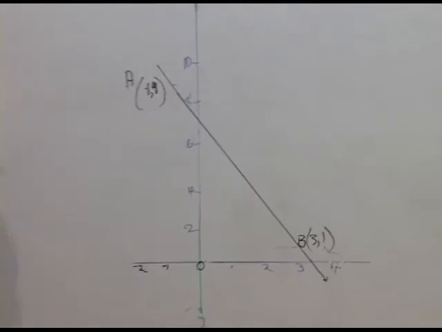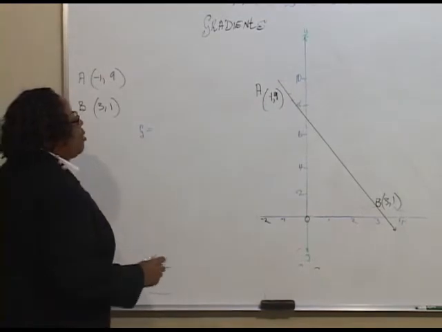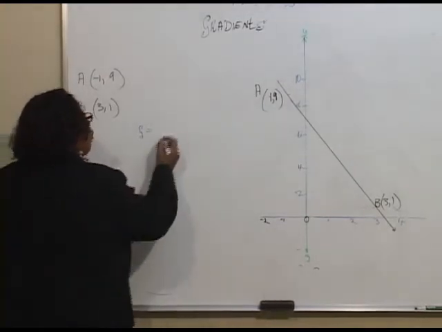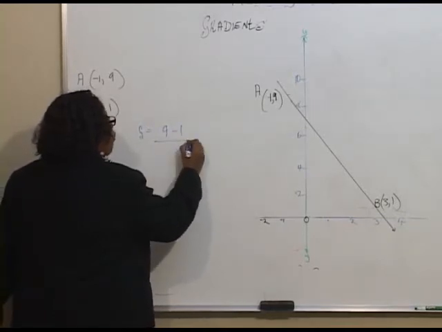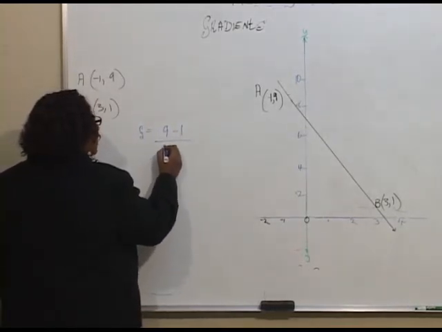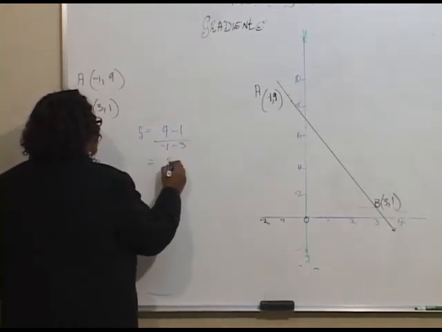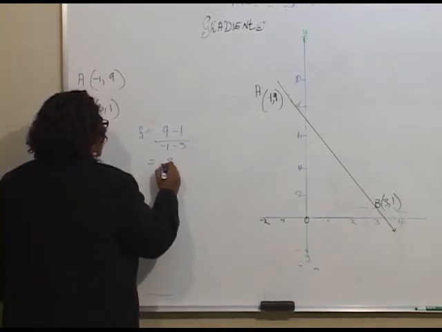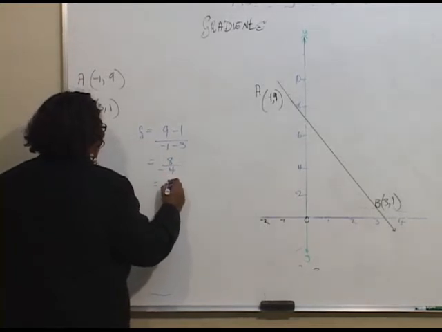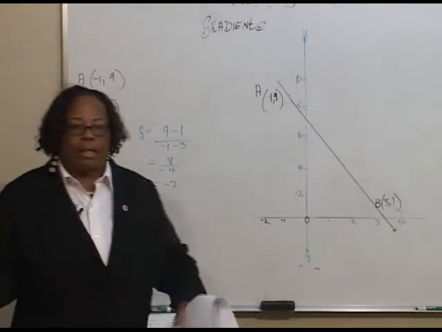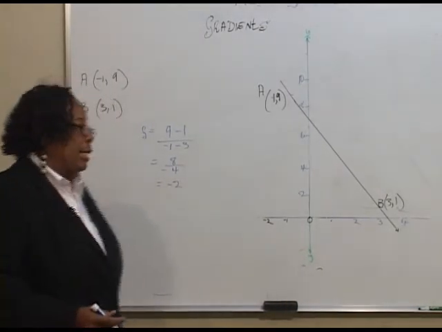And we can say with a level of confidence that the gradient would have been equal to, and we are not even writing up the formula, our y1 would have been 9 and it's minus 1, over our x1, which would be minus 1 and it's minus 3. So we're going to get that it is 8 over minus 4. So that the answer again would be equal to -2. And that's it, finished. Gradient, okay? -2.